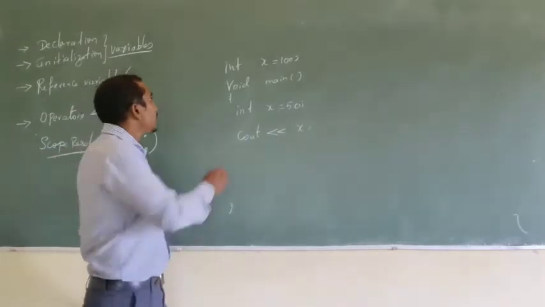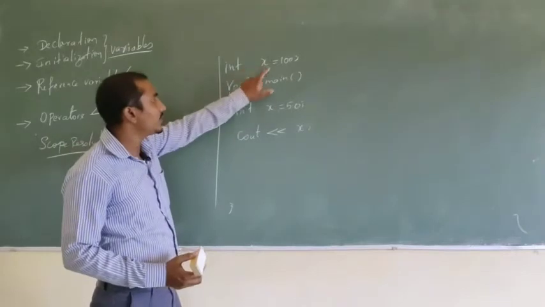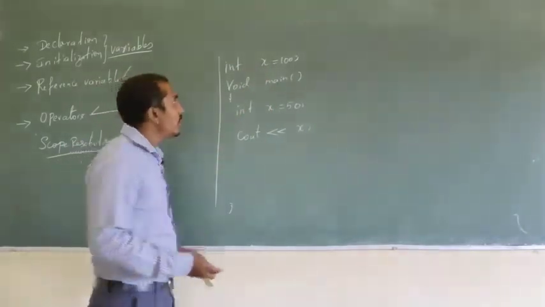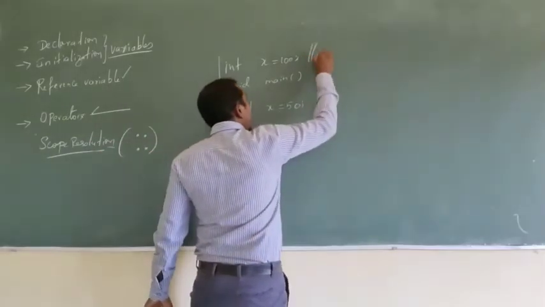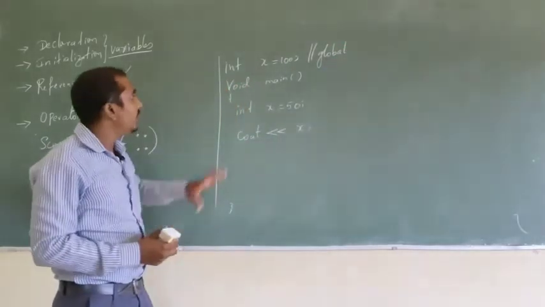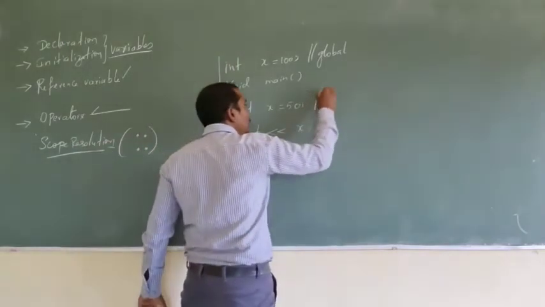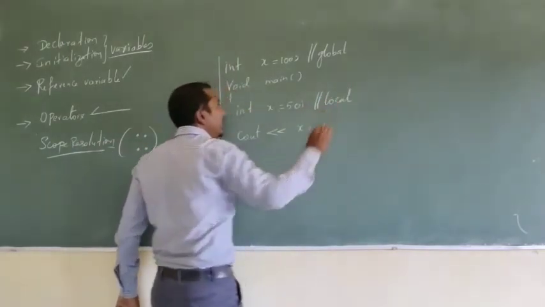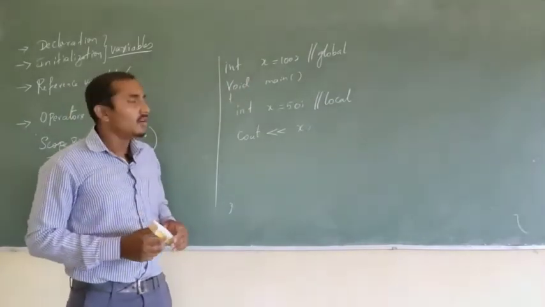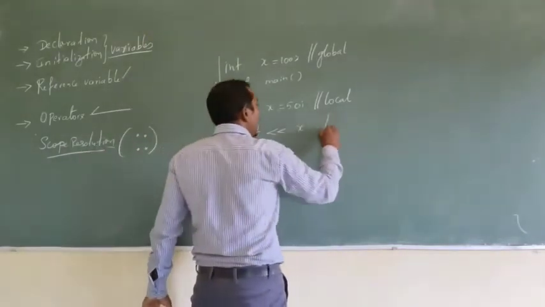In this program I have two variables, x as well as x. x has been defined twice. This first variable acts as a global variable because it is defined outside the function. This second variable acts as a local variable because it is defined within the main function. Now if I try to print x, my output will be 50.